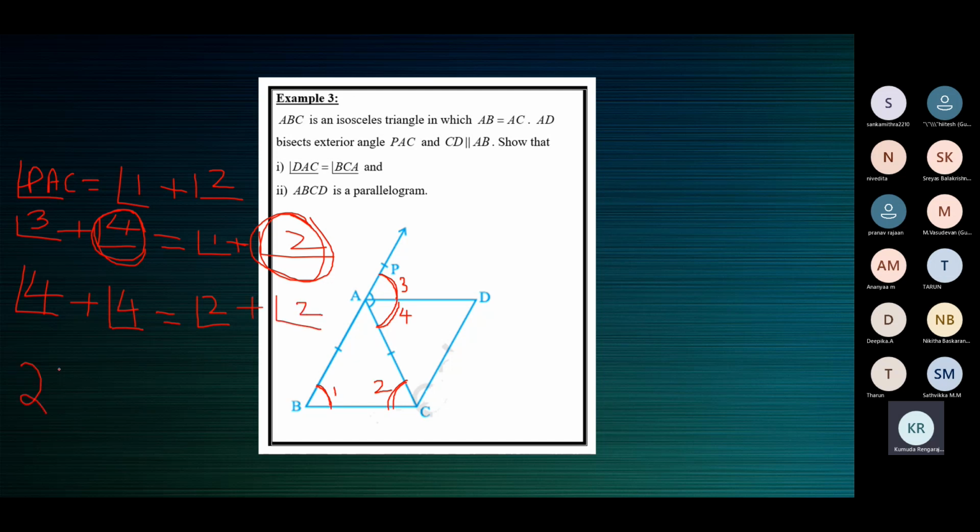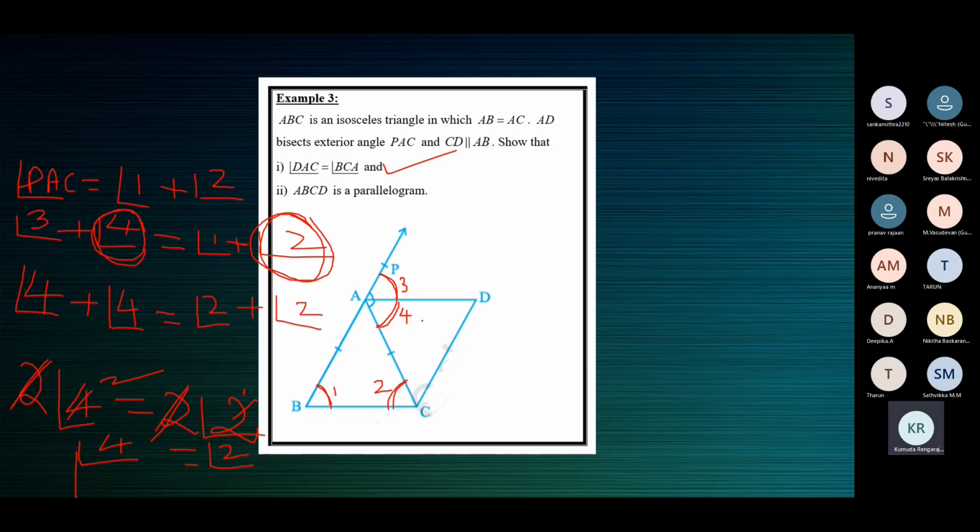So this gives you twice angle 4 is equal to twice angle 2. So 2 on either side gets cancelled. You cannot cancel the angles, like 2 ones or 2 twos, because they represent some angle. But you can cancel this 2, the 2 and 2 on either side. So we have the result: angle 4 is equal to angle 2. So like this, we prove the first result. Angle 4 is equal to angle 2.